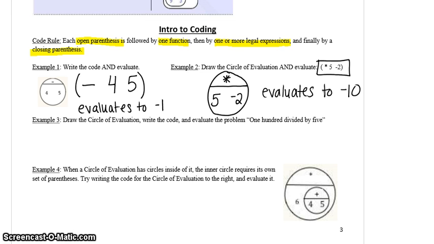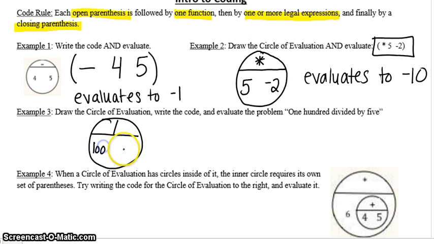So back to the note packet, bottom of page 3, example 3. Draw the circle of evaluation, write the code, and evaluate the problem, 100 divided by 5. So when we draw our circle of evaluation, we know that the function here is division, so we're using the slash for division. Our first input is 100, and our second input is 5. So that's what our circle of evaluation looks like.